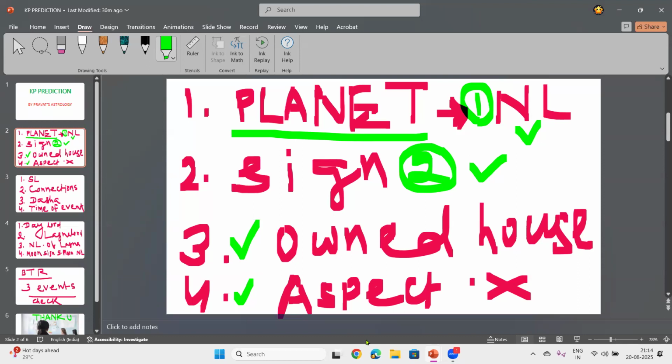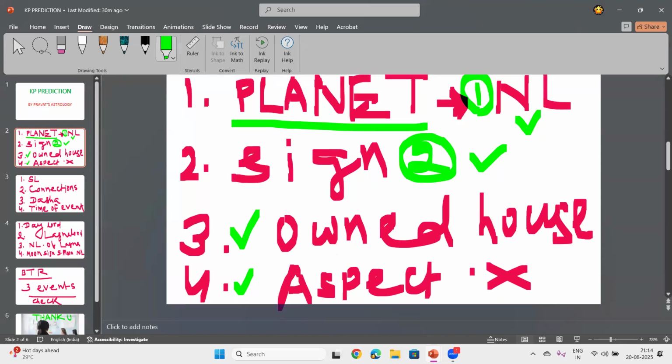But you may not also consider this drishti in KP astrology. All are clear about this? Yes, sir. Are you clear? Yes, sir. हाँ, absolutely. इसको हम यूज करेंगे. ठीक है.